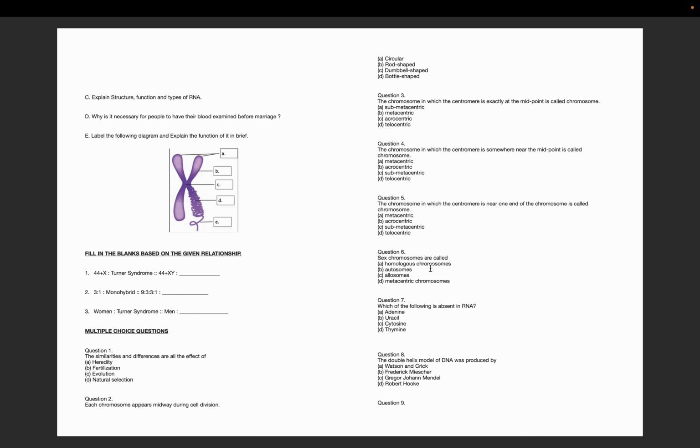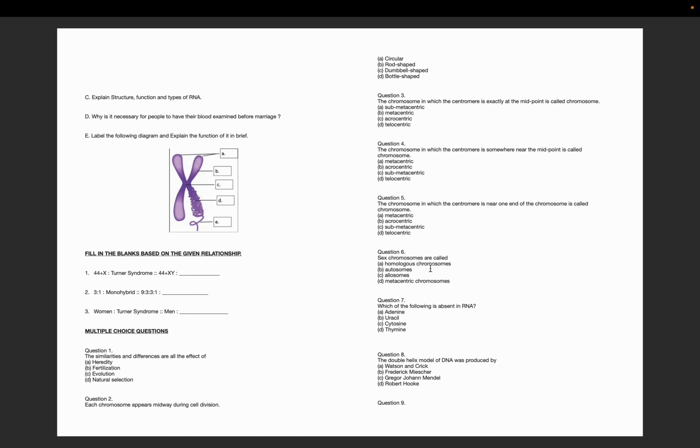In a similar manner, you have to explain the structure and function of RNA. Plus, you have to mention the different kinds of RNA. Those are the 3 or 4 kinds of RNA, I presume. That is mRNA, tRNA, and rRNA. Let's look at the next one. Why is it necessary for people to have their blood examined before the marriage? And the answer is genetical disorders. And let's have a look at the next one. It's a diagram of chromosomes. As you can see, you have to label the parts. That's it.